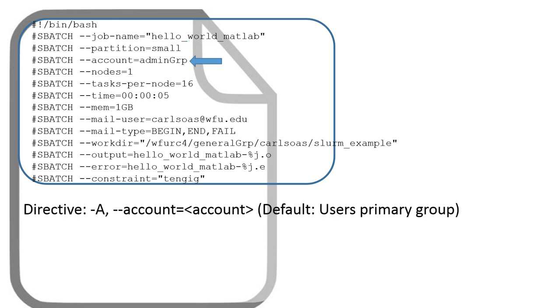The account directive specifies which group fair share value is assigned to the submitted job. It will charge the requested resources against the group's overall effective usage. If no account is provided, the user's default group account is used. This account can be determined by running the command saccountmanager list user username.